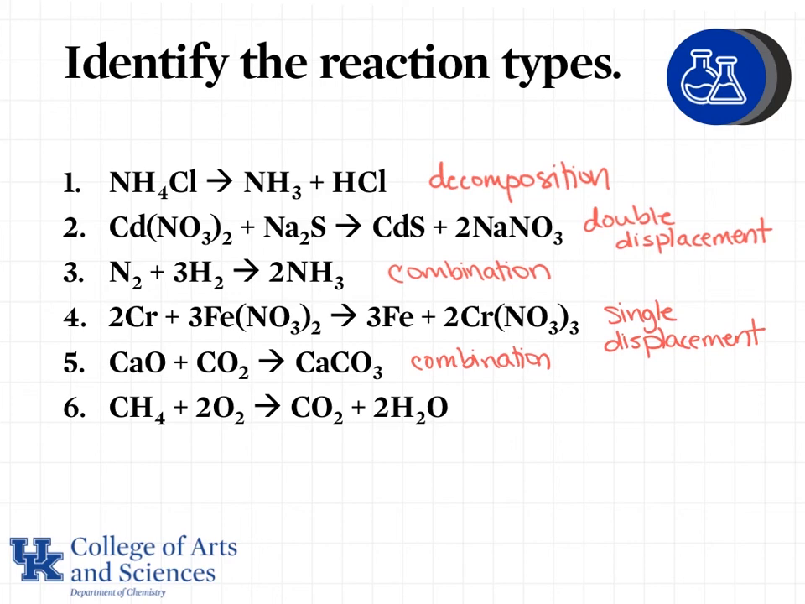And number 6. We have an organic compound plus oxygen yielding CO2 and water. Therefore, this is a combustion reaction. As you're learning to identify the reaction types, what you need to do is learn to look at the patterns of behavior. For example, with a combustion reaction, we always see O2 as a reactant and CO2 and H2O as products. So look for those patterns that help us identify the reaction type.